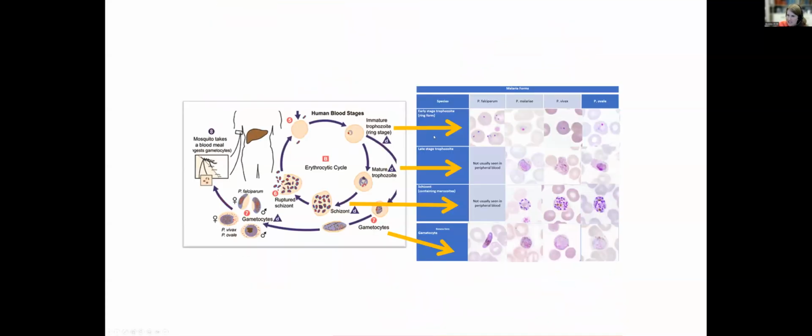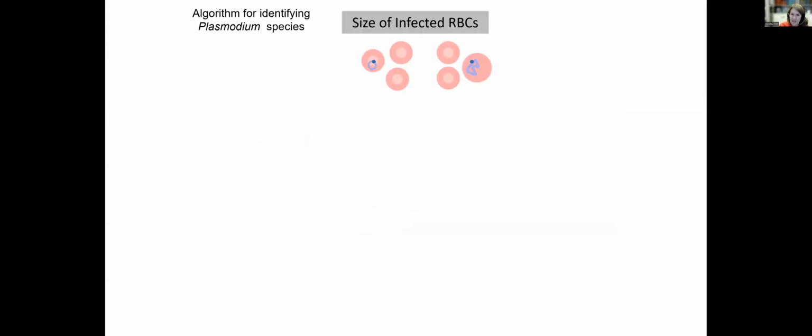All of these different stages can be put into this nice little chart where you go with the different species, and then you can look at the early stages, late stages of the trophozoites, the schizonts, the gametocytes. But if you're going just by a chart like this, it can be very easy to go down the wrong path and put too much emphasis on one morphologic feature versus another. So let me show you a little trick, and that is this algorithm that I've created for identifying Plasmodium species.